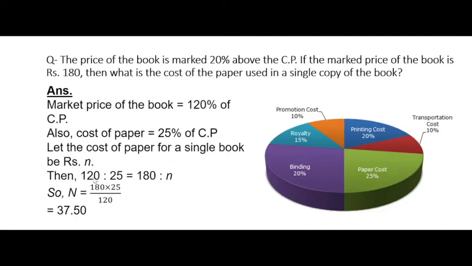Then 120 is to 25. 120 here is the market price of the book and 25 here is the paper cost of the book. So 120 is to 25 is equal to 180 is to n. So the value of n will be 180 into 25 divided by 120, which will come to 37.50, which will be the cost of paper used in a single copy of the book.